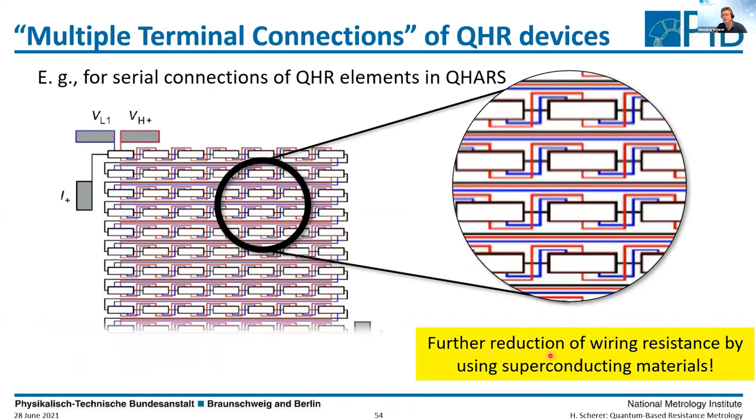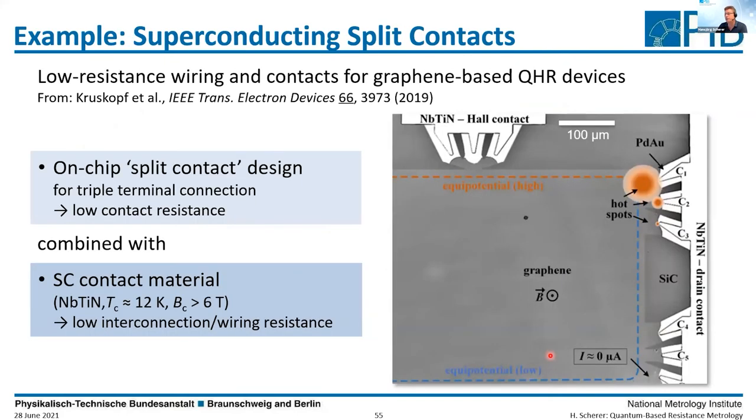You can use these multiple terminal connections, for instance, for serial connections of quantum Hall effect elements in these arrays, as I said. And if you want to do it even better, then you can further reduce the wiring resistance by using superconducting materials. And this is a very late result that was achieved here in a work from PTB together with NIST.